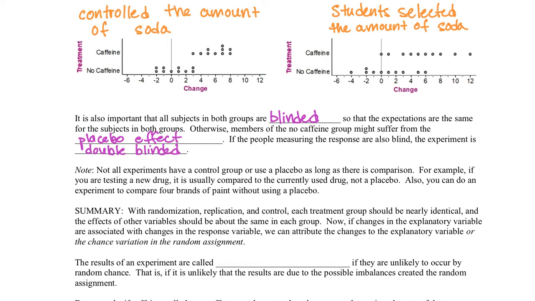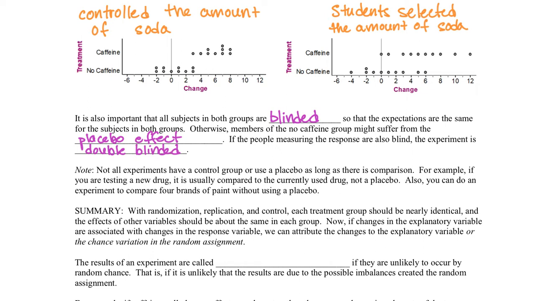So we even want to make sure like the two groups receiving the soda are in the same room at the same time, because there could be something just in the room that makes the heart rates go up. And if everybody's heart rate goes up at the same time, then both groups should have the same increase, so that the difference would be the same for both groups.